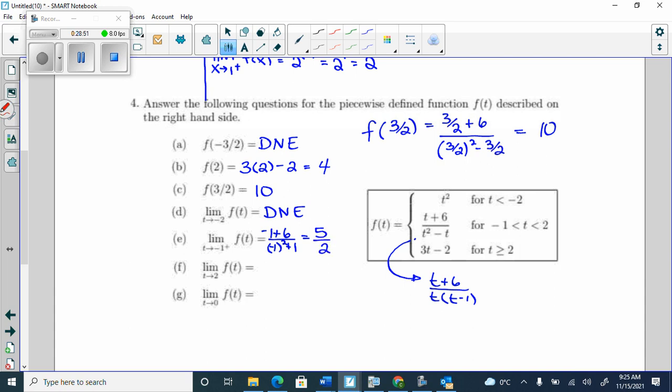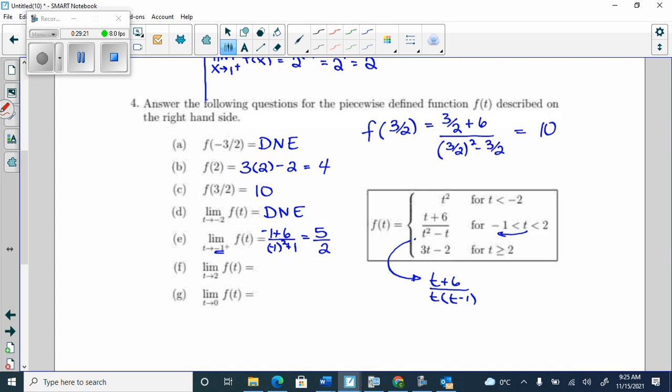Wait, why do you use negative 1? Does it matter which equation I'm in? Wait, so you square the negative, it becomes a positive, and then you subtract the 1, and then it becomes a 0. No, because you're not doing it at that value. You're doing from the left, from the right. So from the right of negative 1, you use the greater than negative 1 equation. If it was from the left, we'd be in trouble because there is no left.